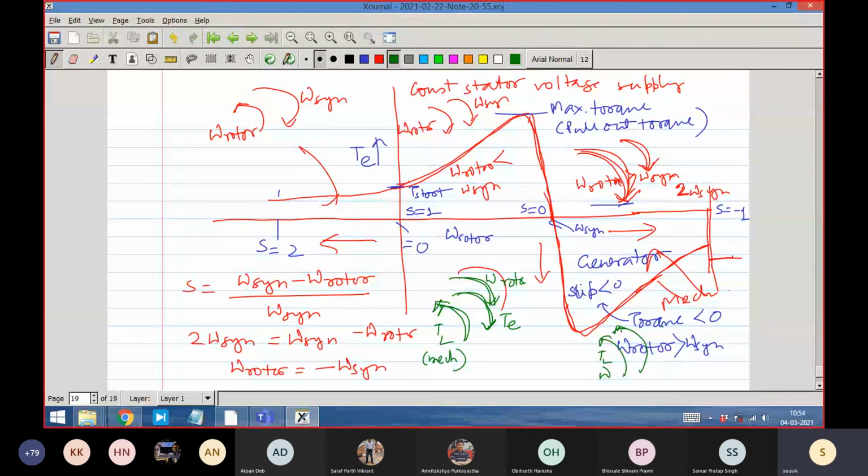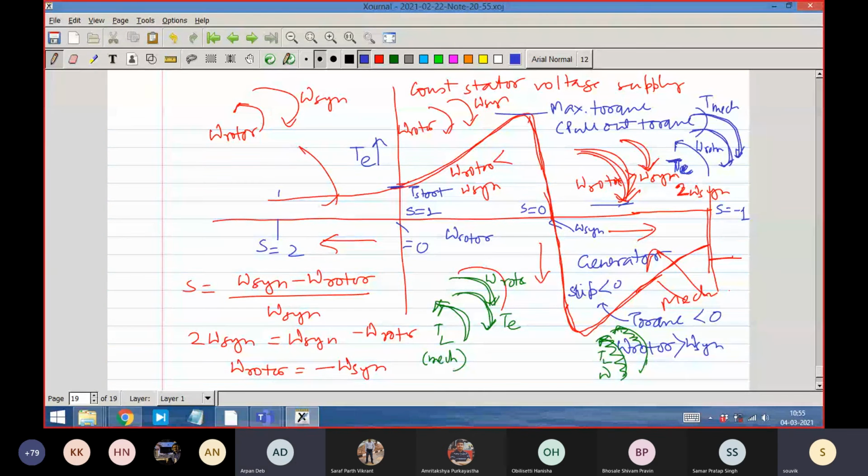In the generator zone, let me draw it again. Let us say this is the direction of rotation, this is omega rotor. The mechanical torque is now in this direction, T mech, and the electrical torque is in the opposite direction. This is known as the generator. So the electromagnetic torque will always be in such a direction that it will try to make the slip zero.